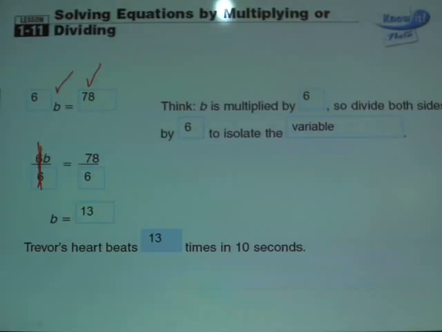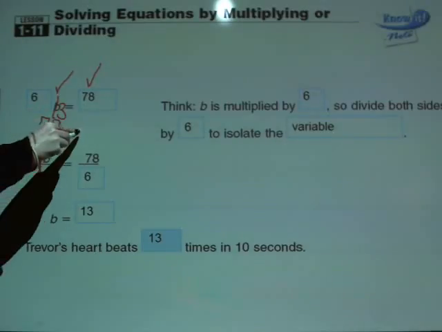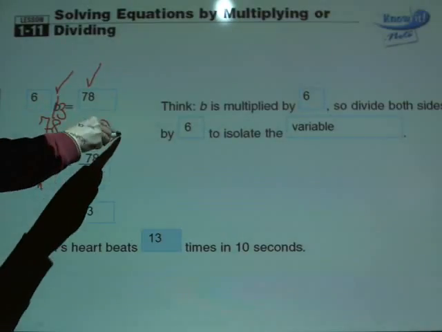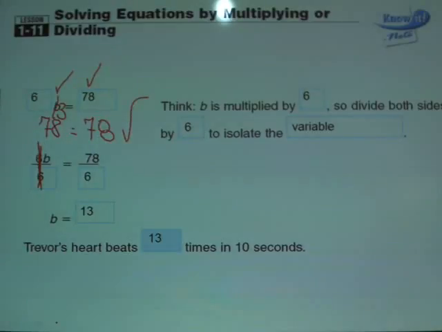On the right side, 78 divided by 6 gives me 13, and so Trevor's heart beats 13 times in 10 seconds. We can check it if we want to. We can go back to here and change this into 13. 6 times 13 is 78. Since the other side says 78 as well, my equation checks. My answer must be correct.